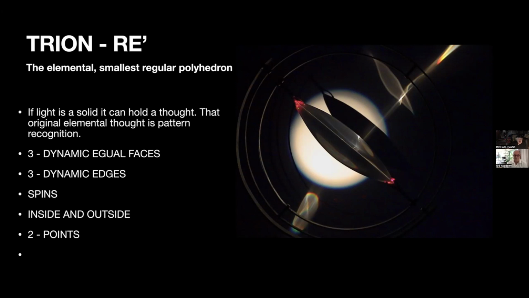So light is a Trion Ray, the elemental, smallest regular polyhedron. If light is a solid, it can hold a thought. That original elemental thought is pattern recognition: 3 dynamic equal faces, 3 dynamic edges, spins as an inside and an outside, and 2 points or vertices. It follows the rule. It's a polyhedron by definition.